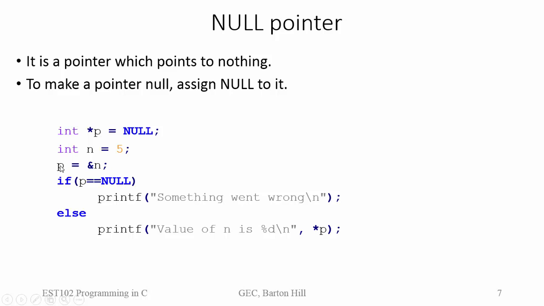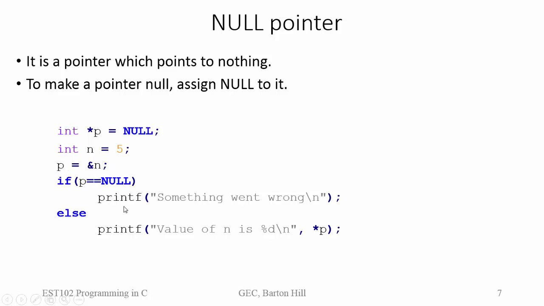Okay, in most scenarios it will work, but consider a scenario where this statement won't work. In those scenarios we can check p with NULL value if p was initialized with NULL. We can compare p with NULL, and if it is NULL, then that means that this particular statement p = &n failed.